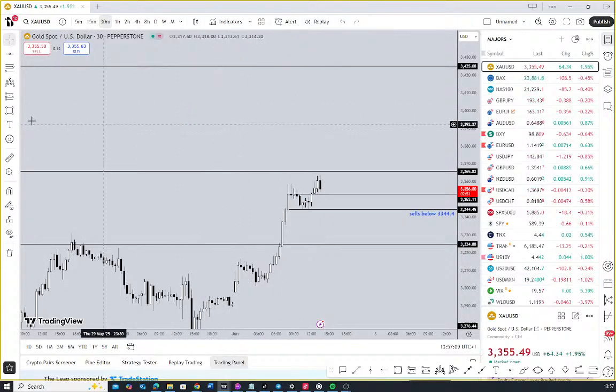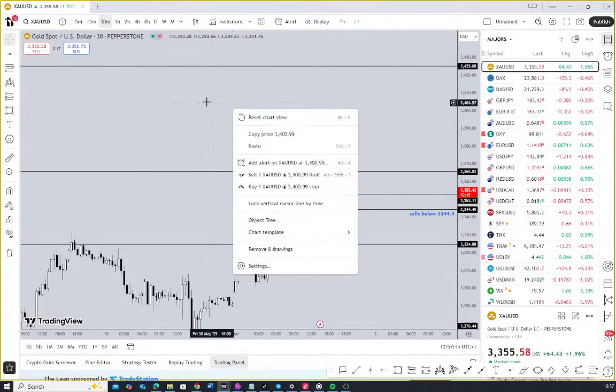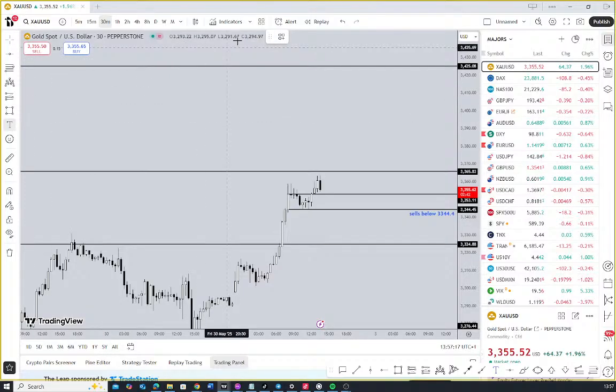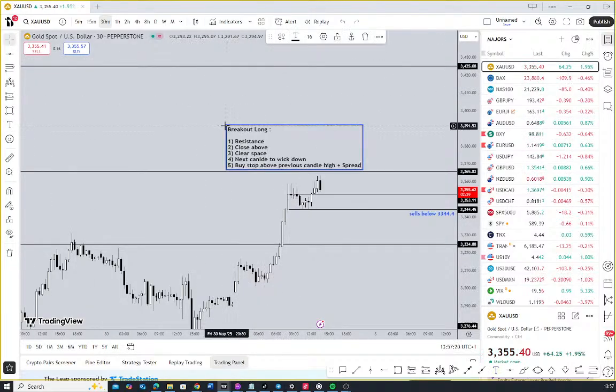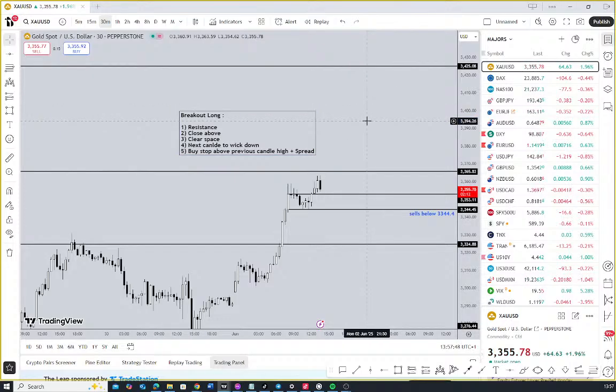Let's pull in the rules. Do we see breakout long? Oh, we're going wappy again. What's going on? There we go. So here are my pre-flight checks for a breakout long. Do we see resistance? Do we have a close above? Do I have clear space to the left-hand side? If I do those three things, the next candle I need it to wick down. If it wicks down, then I put a buy stop above the previous candle high plus spread. It is simple, guys. The hardest thing to do is stick to the rules. That's it. The hardest thing to do is stick to the rules.